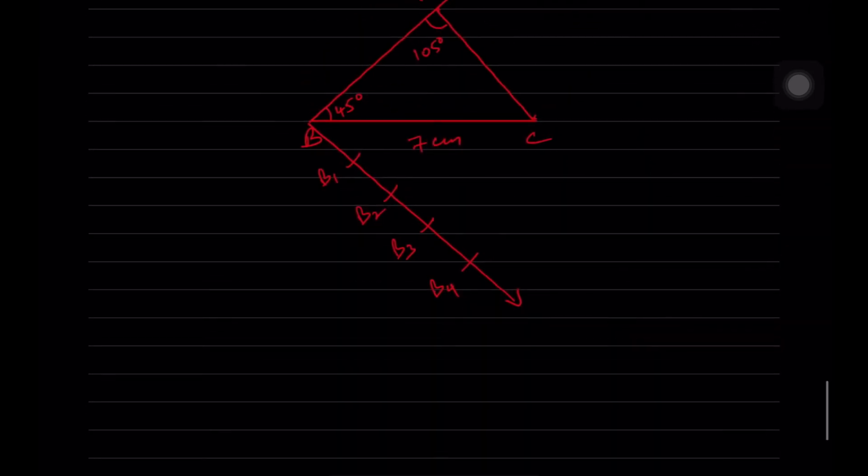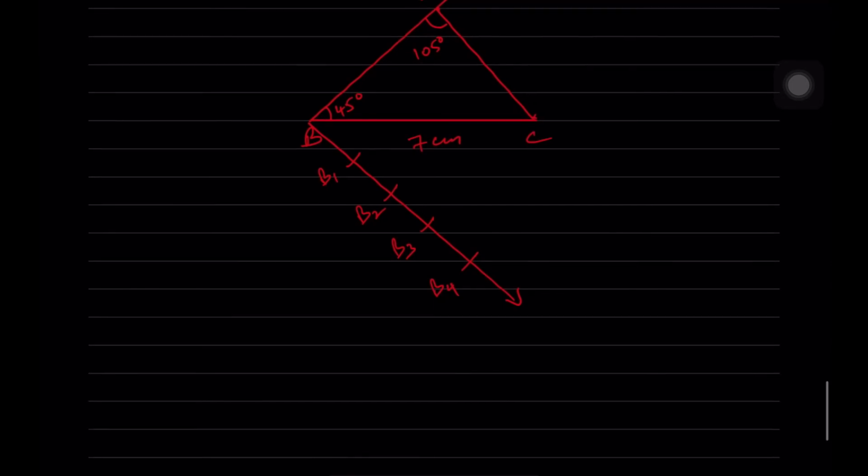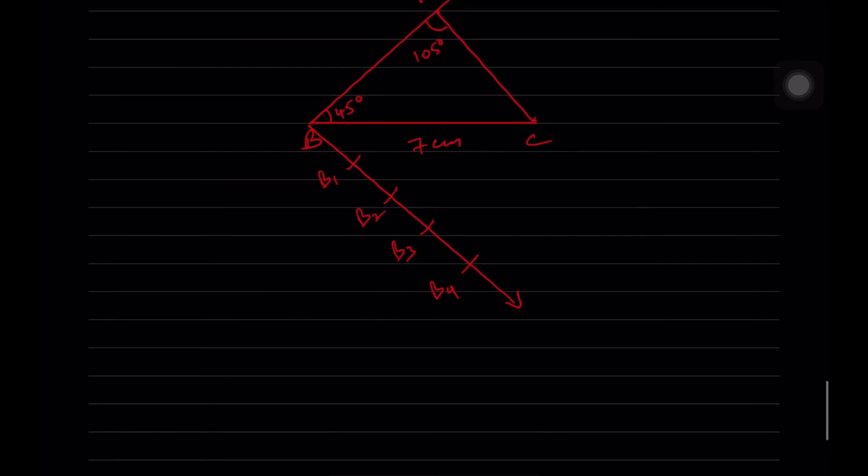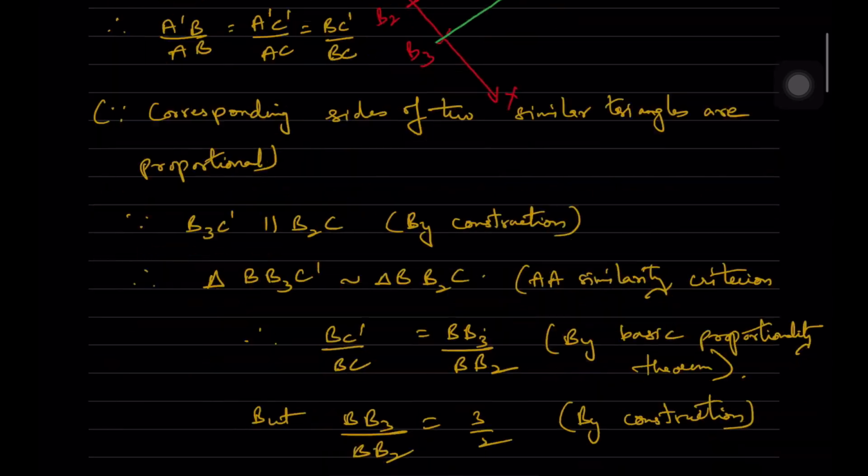So from B4 to C we have to join. I'm sorry, whatever is the denominator we have to join. That is B3 to C we are joining. Because 3 is in the denominator, we join from B3, because this is going to be an external one. So we are joining from B3 to C.